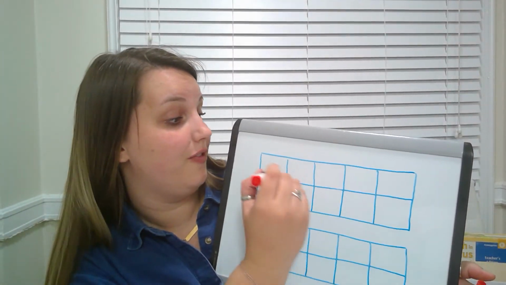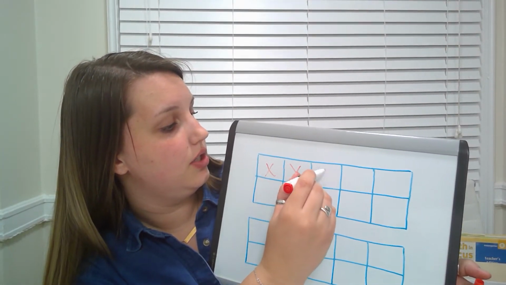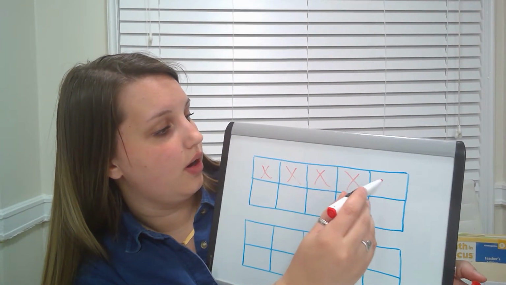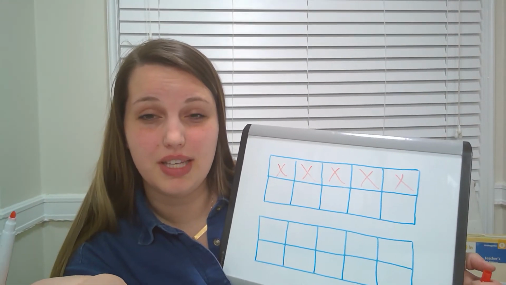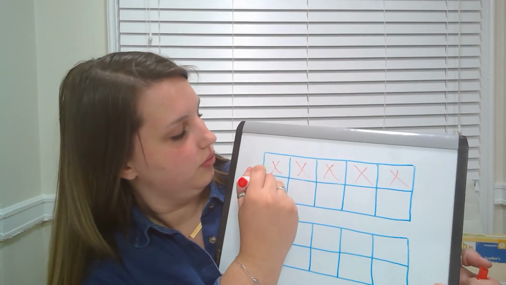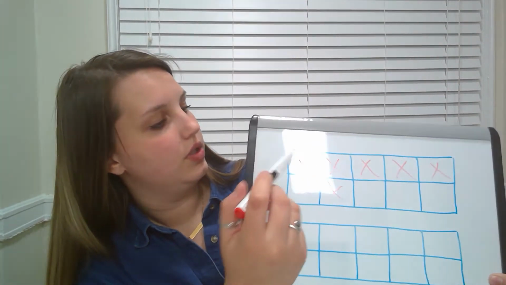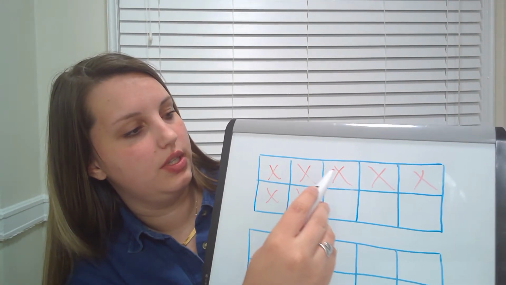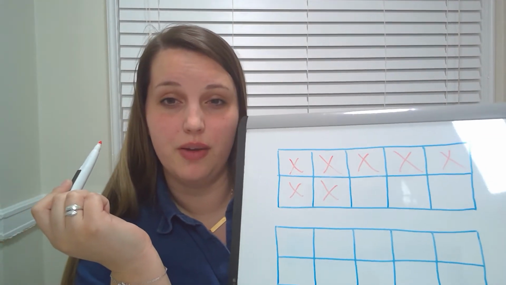Let me put it on my board. Counting, I know we have 5, so I'm going to fill in 1, 2, 3, 4, 5. And how many more make 7? 2. So I have shown 7 on my 10 frame.